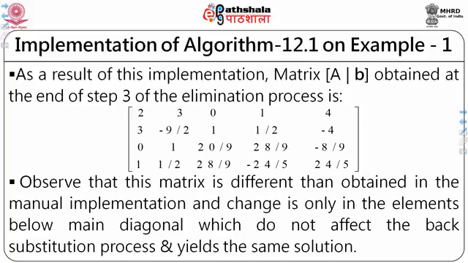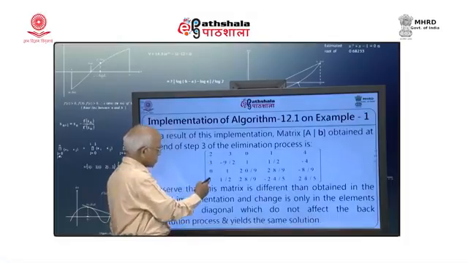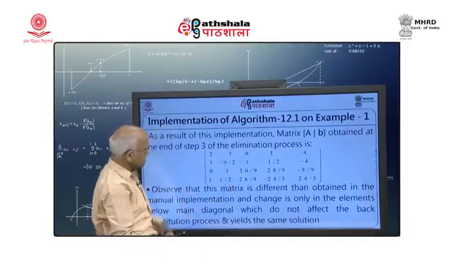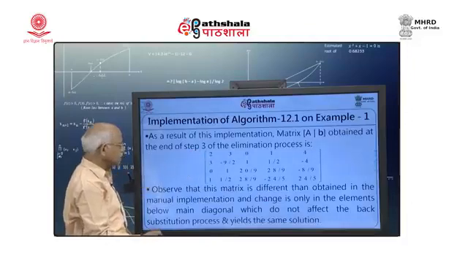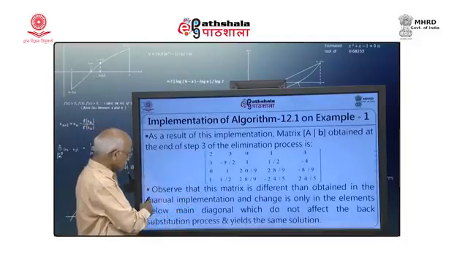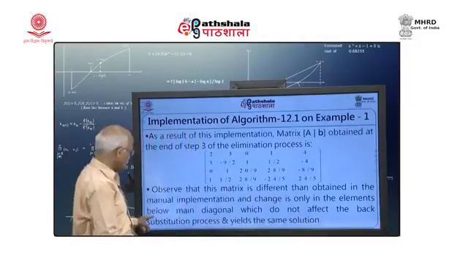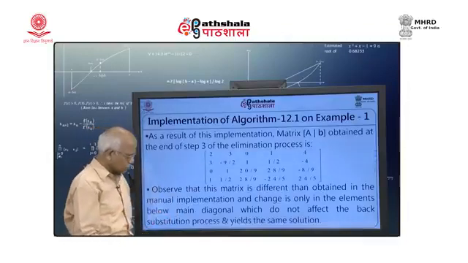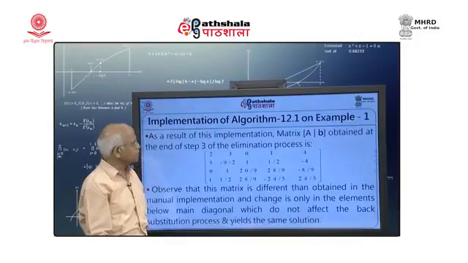When you are working on the kth step, these elements are from the k minus 1 step. Below diagonal elements we are anyway not going to use them. So this is what I will get, and observe that this matrix is different from that obtained in the manual implementation and changes only in the elements below the main diagonal, which do not affect my back substitution process and yield the same solution.